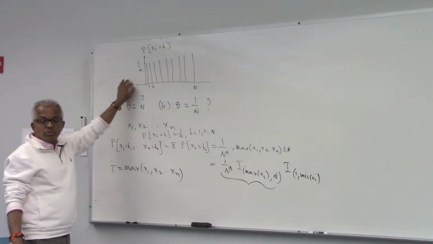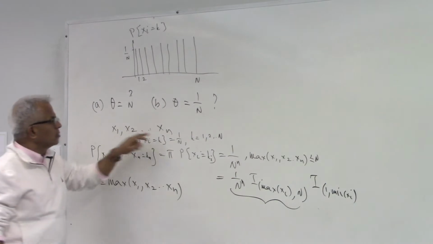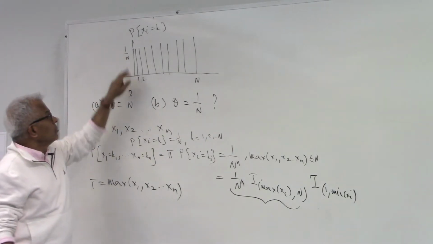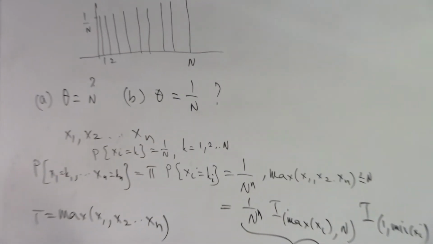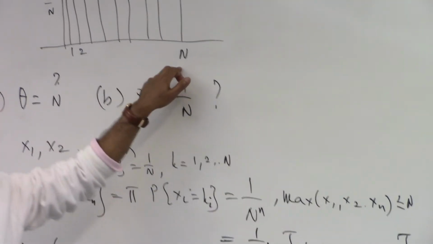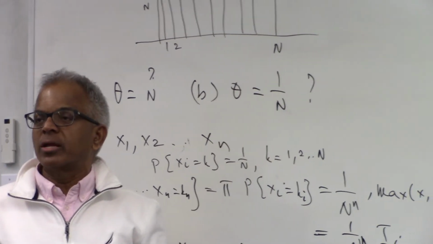Look at this problem. You have a set of discrete uniform random variables x1 through xn. So the probability of xi equal to k is 1 over n. We'll do two problems. Usually the problem is you don't know what n is. We want a best estimator for n.